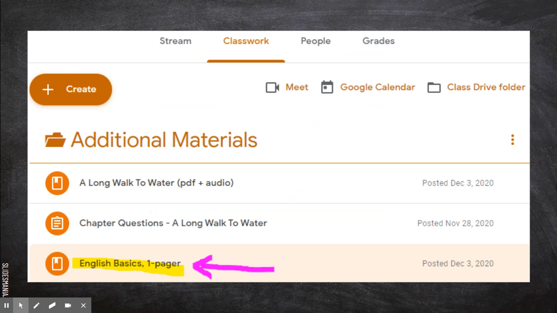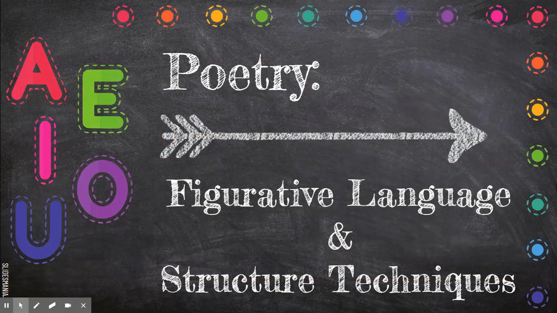Again, if you want to look back at a reference that shows some of these techniques, their abbreviations, their definitions, and examples, you can find them on the English Basics one-pager. We've just looked at poetry and how to break down figurative language and structural techniques.